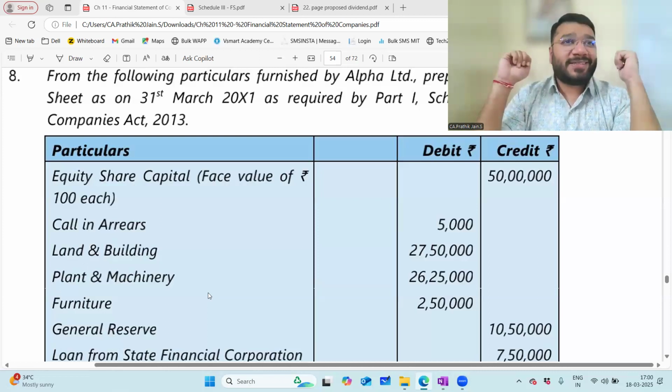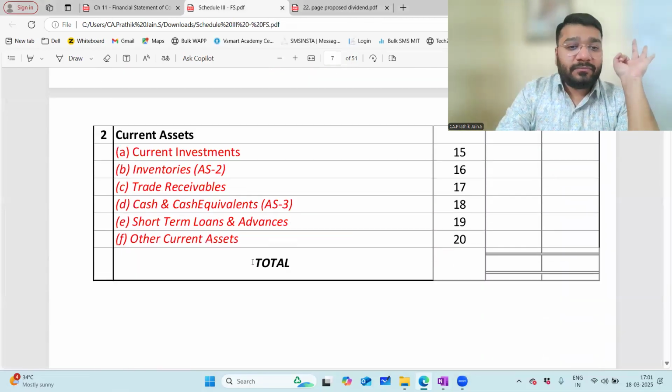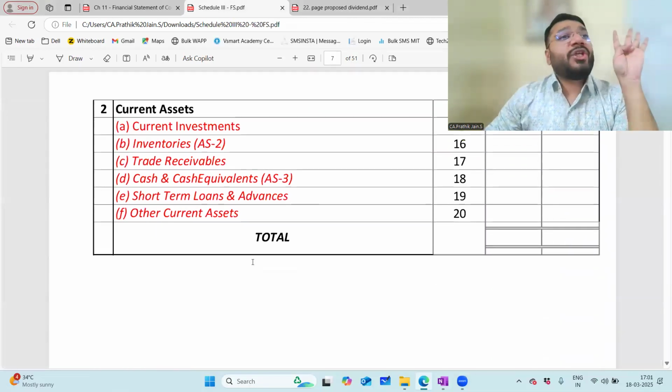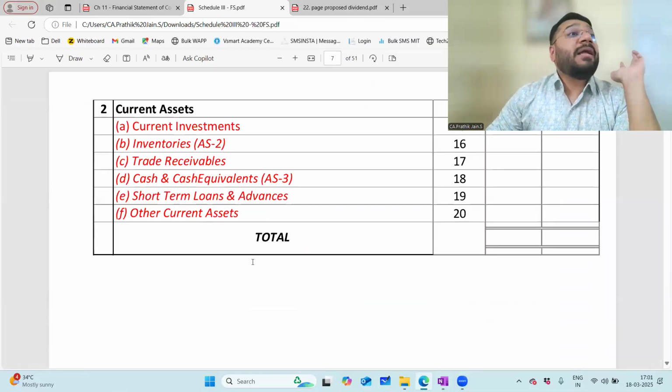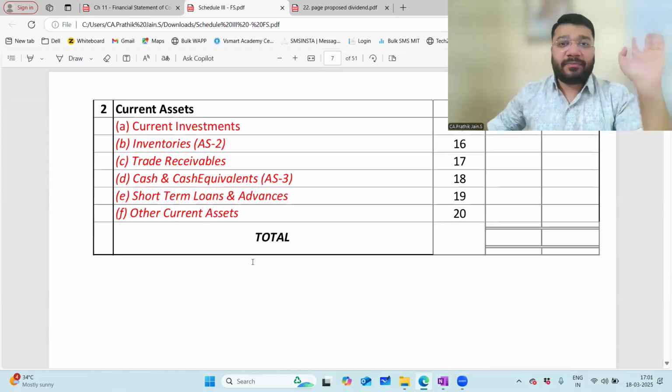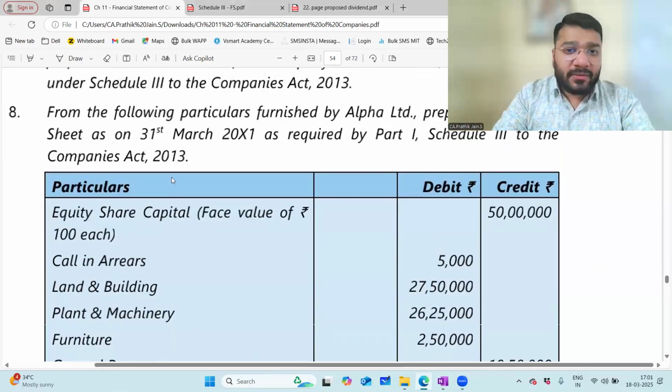Coming into current assets. First one, current investments. Okay. Next, inventories or trade receivables? Inventories. Okay. Next, trade receivables. Cash and cash equivalents. Then short-term loans and advances. Last one, other current assets. Wonderful. So now they've given the details.